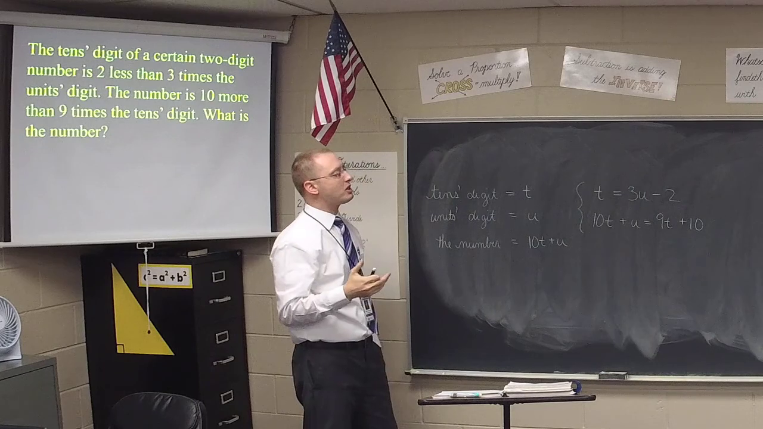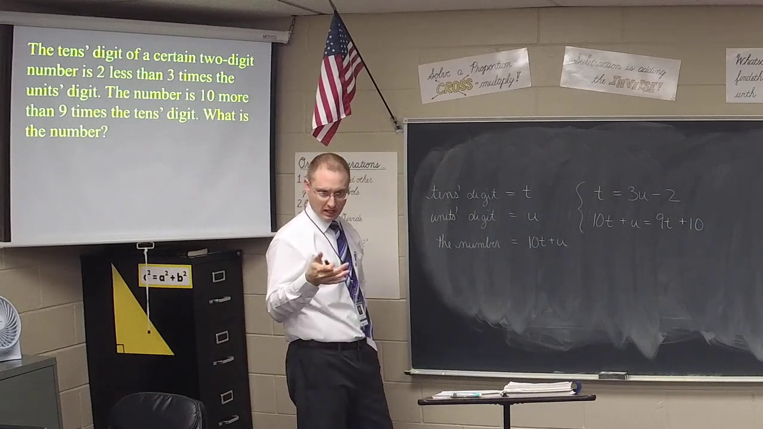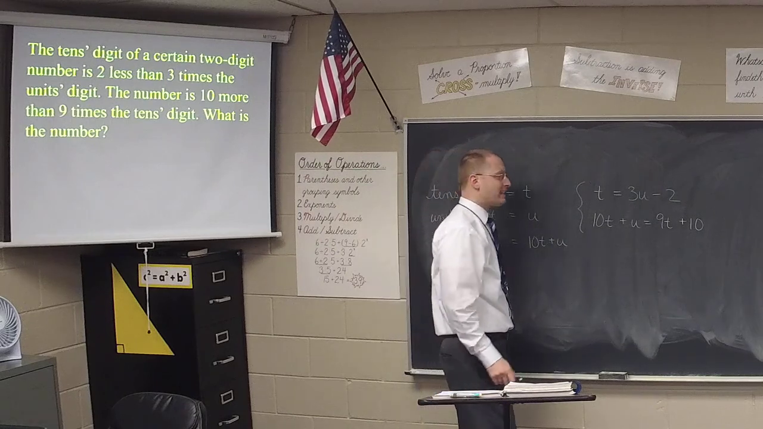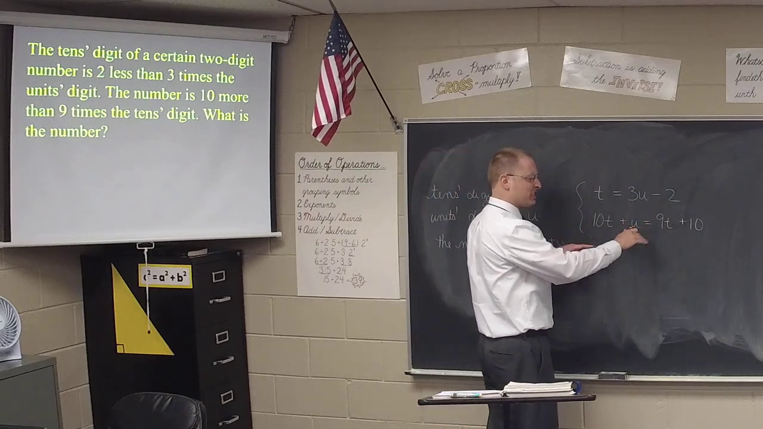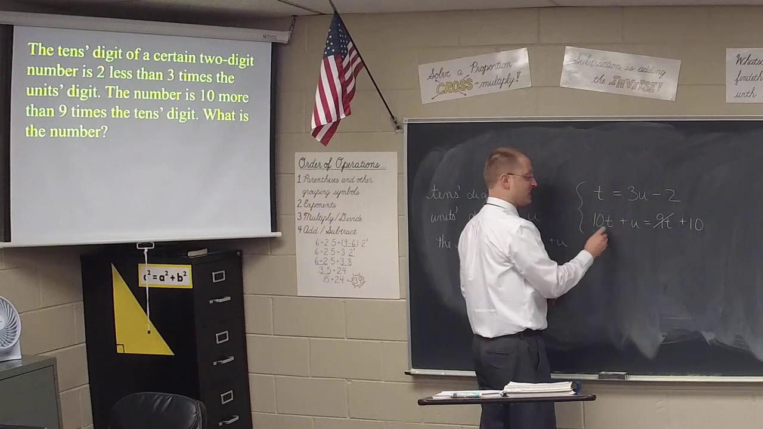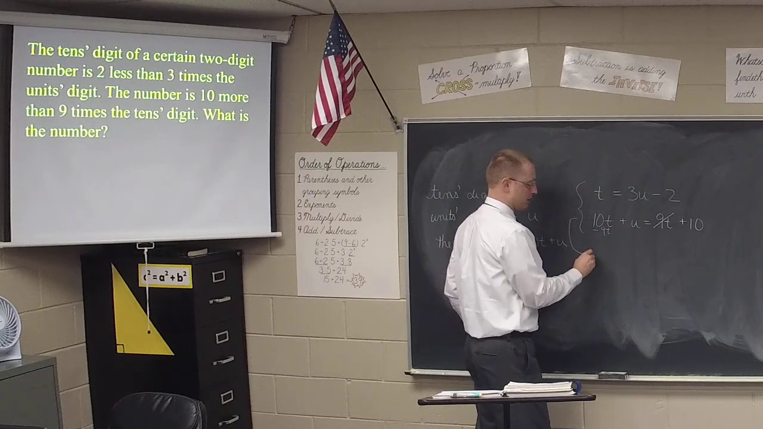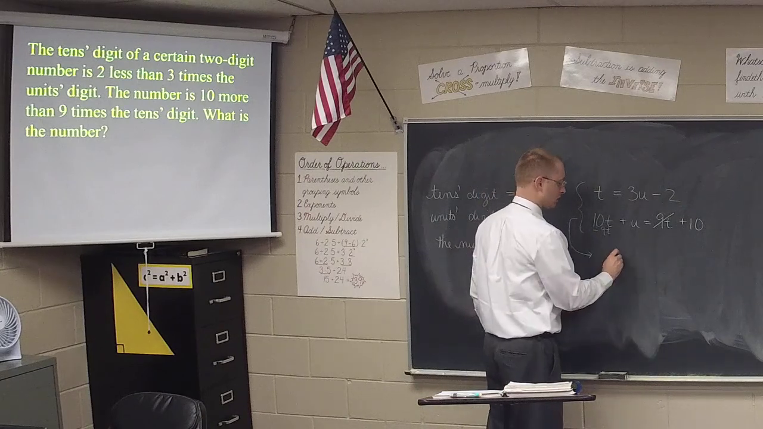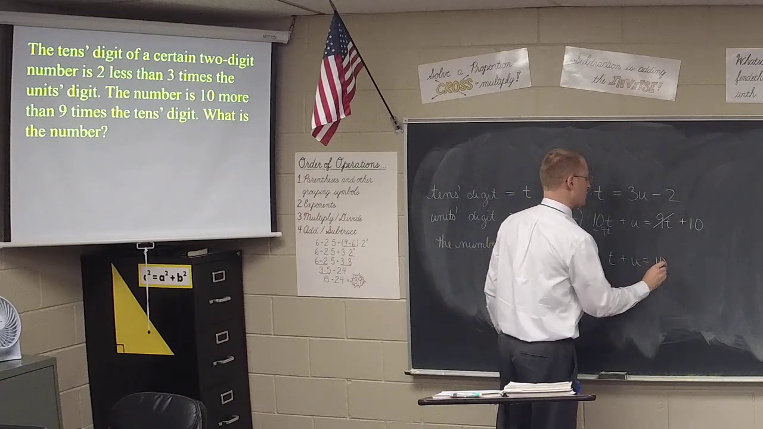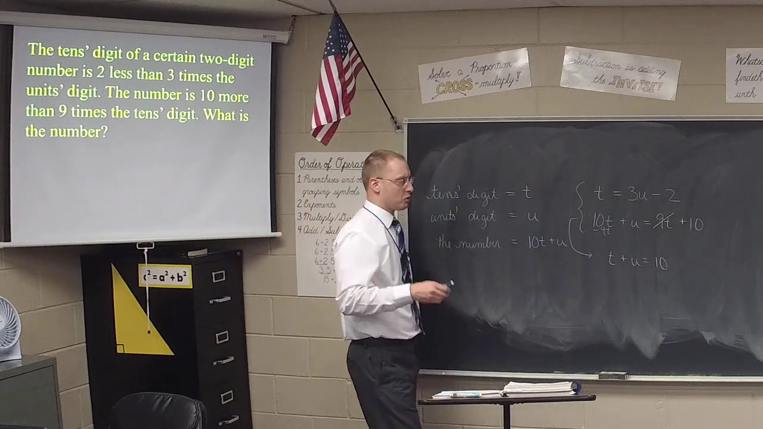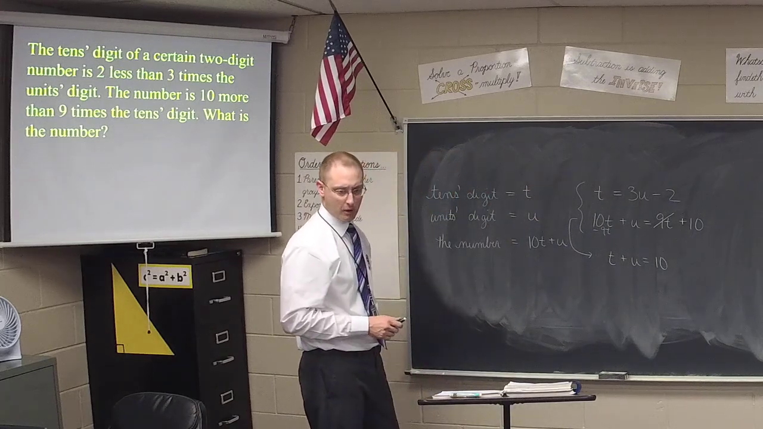All right. What would we do to solve this? Maddie, thoughts? Yeah, we've got a t on both sides here. Let's get rid of one of them, and the little one is the 9t. Let's move that over. What does that make our lower equation become? There we go, t plus u equals 10. Of course, our top equation, t equals 3u minus 2. Thoughts on what we might do next here, Noah?